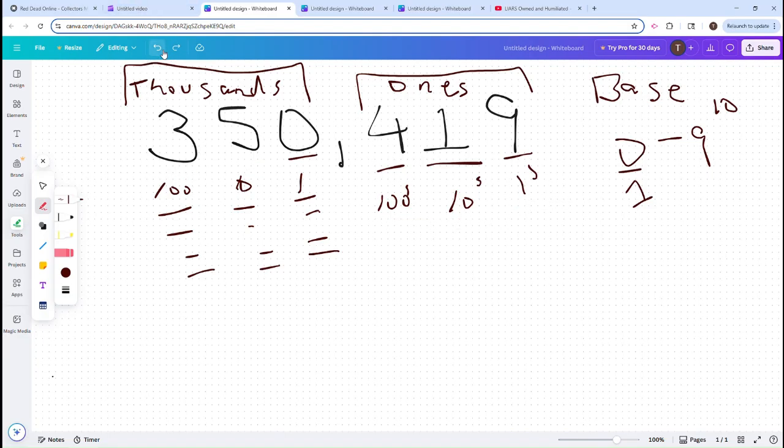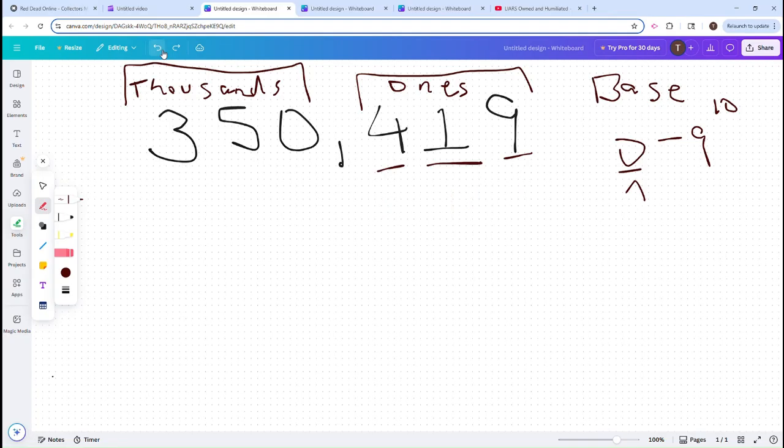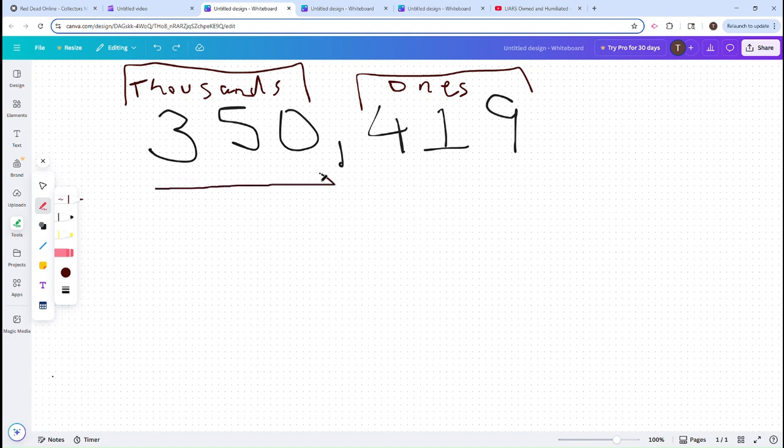So, when you look at this number here, now, the rub is we're reading it from left to right, and I just explained it to you from right to left. So, you have to kind of decipher that at the same time. We read this number 350,419. But I said this was the ones, the tens, the hundreds, etc., etc. Both are true.